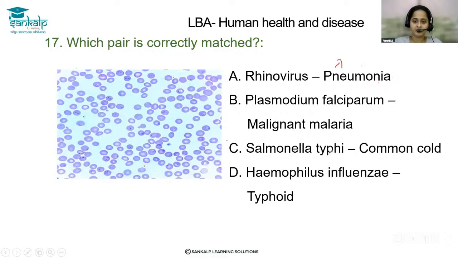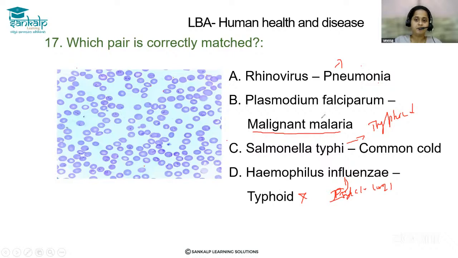And then the second one, third one, Salmonella typhi. Is it causing the common cold? No. Salmonella typhi causes the fever called typhoid. And Haemophilus influenzae, that is again pneumonia, an infection of the lungs, not typhoid.